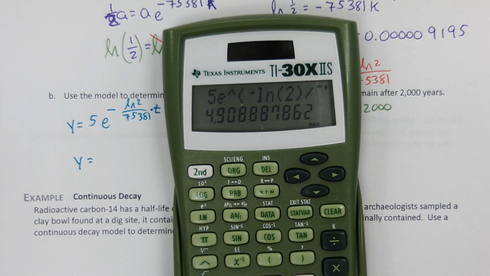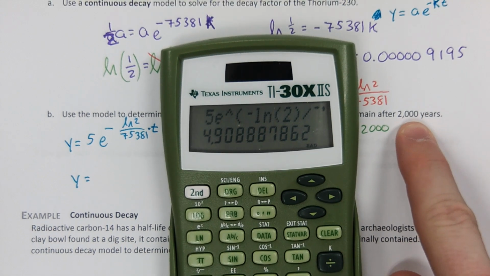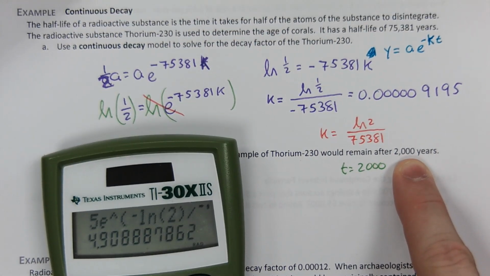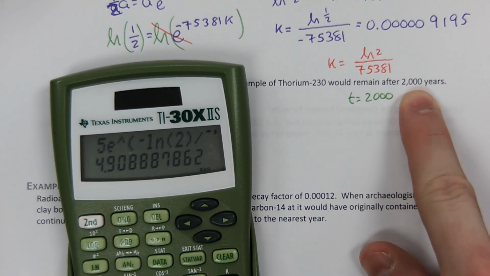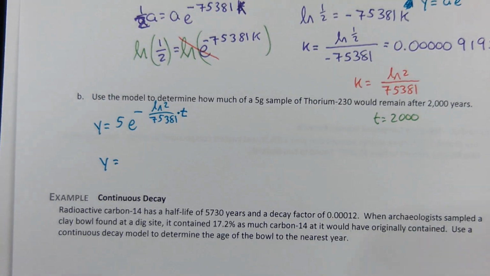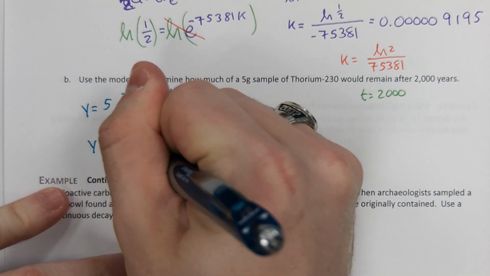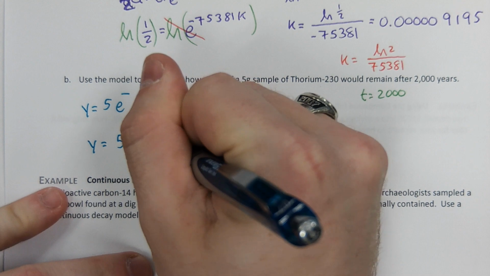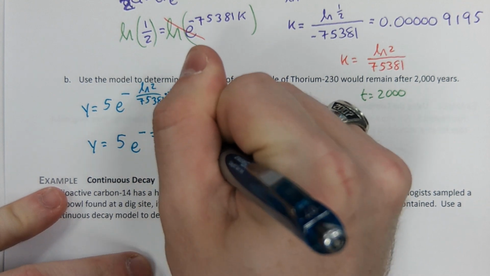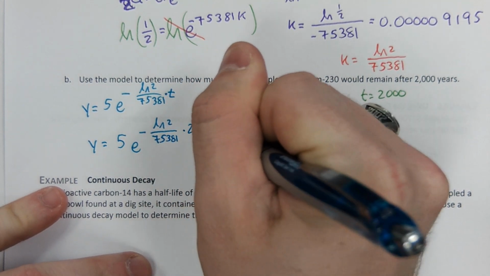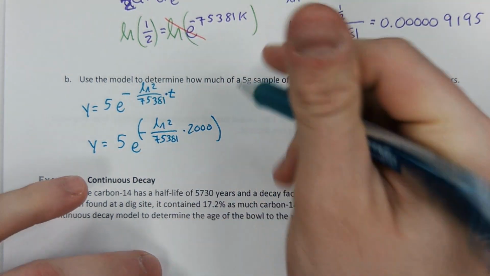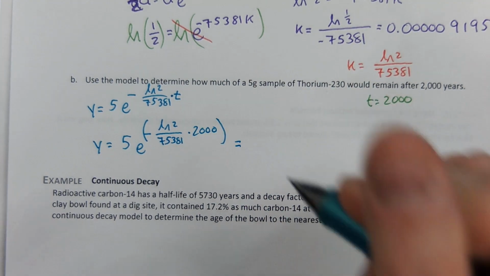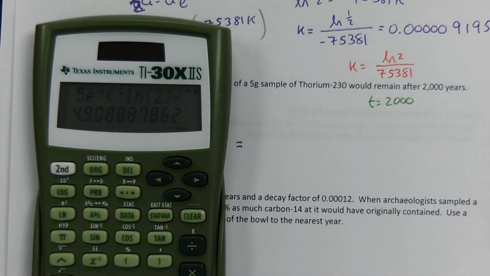Haven't lost a whole lot. But that's because 2,000 years really isn't much when you talk about the length of time the half-life is. The half-life is over 75,000 years. So what did we do? We did this. That's what we did. And let's round this to 2 decimals, about 4.91.